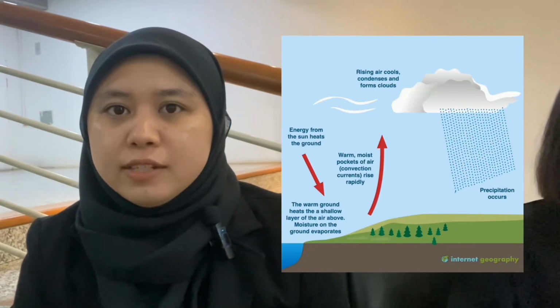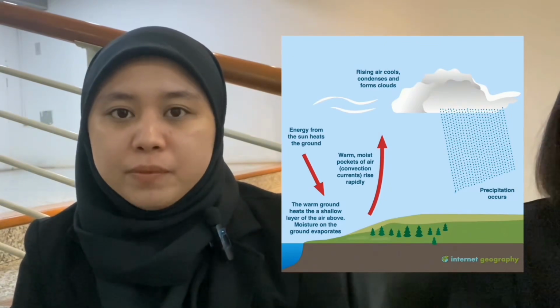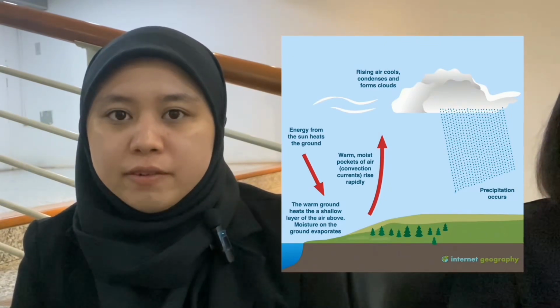Then, the continued growth of the cloud leads to the formation of heavy precipitation, such as rain. The downdraft brings the precipitation down to the ground. Eventually, the storm uses up its available energy or moves into a less favorable environment, leading to its dissipation.